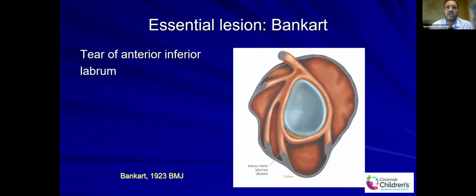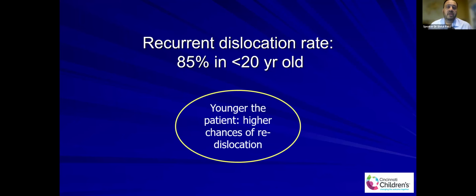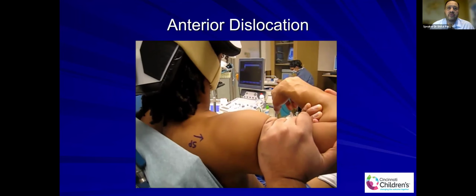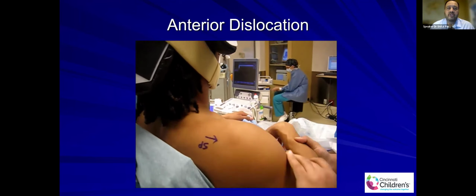When you have an anterior dislocation, the most common tear is what is called a Bankart tear, named after who described it, Bankart. In patients less than 20 years of age, the recurrent dislocation rate after a first dislocation is significantly high, about 85%. That's why we recommend surgical treatment for younger patients. If they have an anterior dislocation, then we have to do an anterior labral repair. This is an example of an examination under anesthesia.